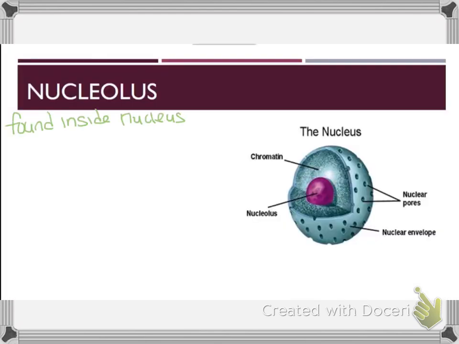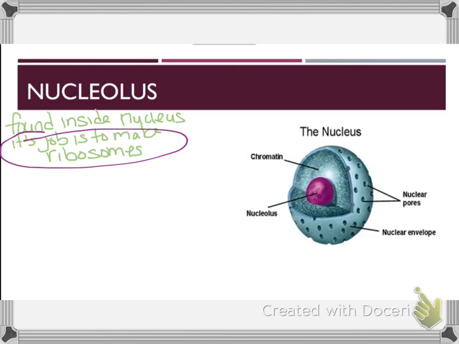The nucleolus is found inside the nucleus, and its job is to make ribosomes. So this, let me get a different color, this is the nucleolus. This is the nucleus.